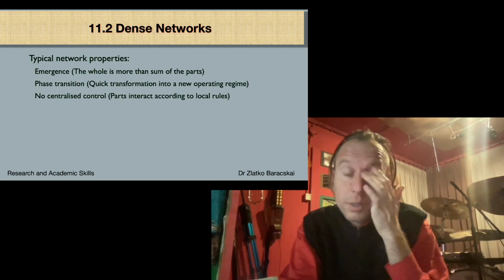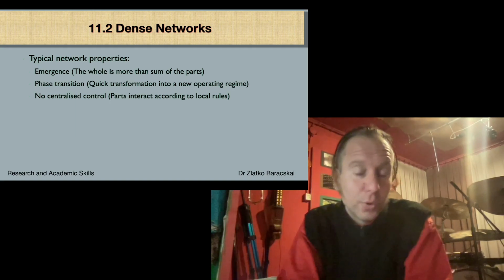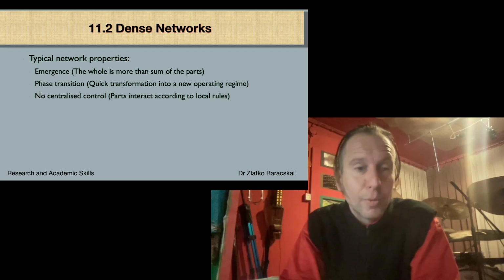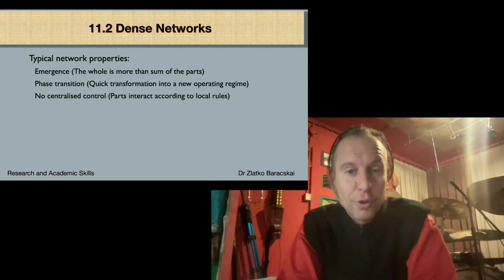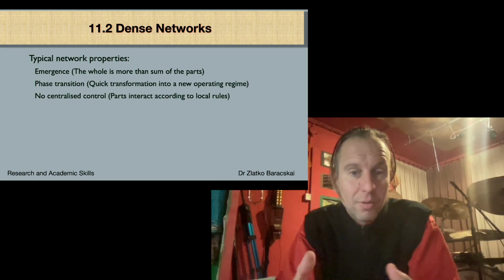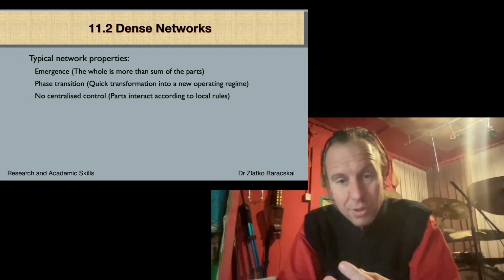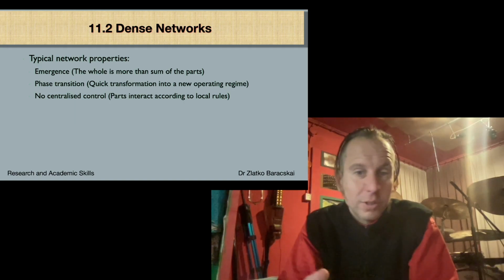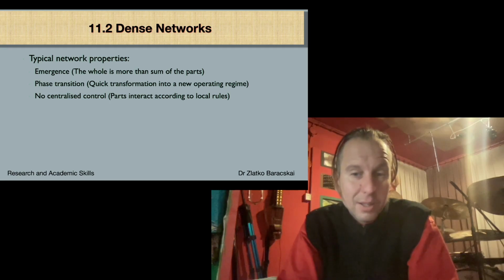The other thing which is most often the case is that there is no centralized control. Okay, so again, if you think about water, obviously there is no command which instructs the water molecules to become ice or vapor, but the interaction at local level changes, okay, based on the temperature. Molecules interact differently. And then this local change will produce a global change, a global phase transition.